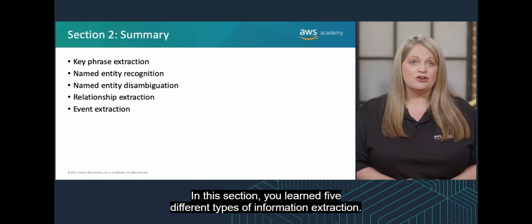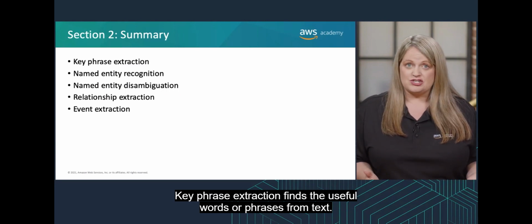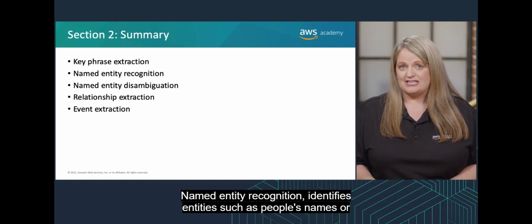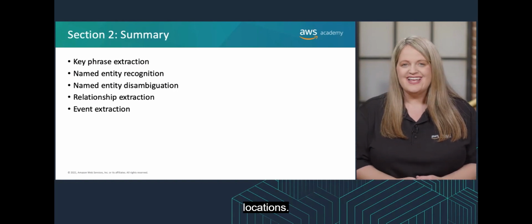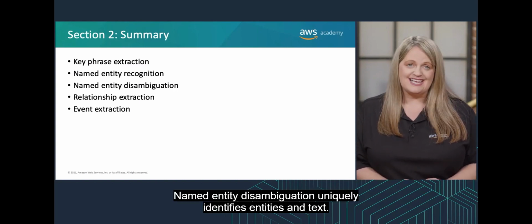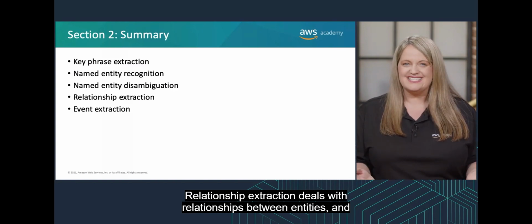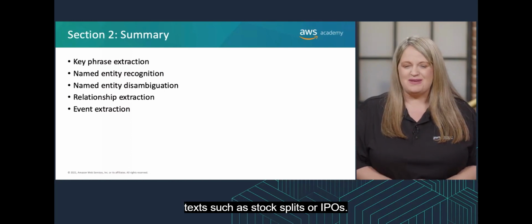In this section, you learned 5 different types of information extraction. Key phrase extraction finds the useful words or phrases from text. Named entity recognition identifies entities such as people's names or locations. Named entity disambiguation uniquely identifies entities in text. Relationship extraction deals with relationships between entities. And finally, event extraction is about finding events in text, such as stock splits or IPOs.